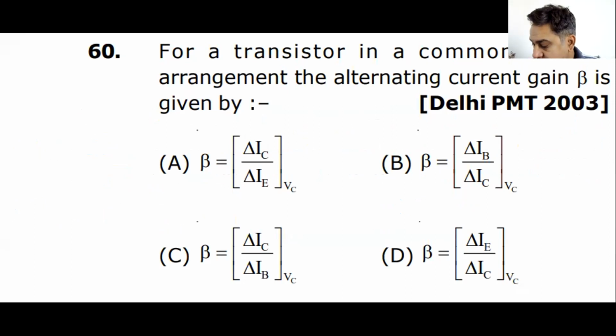Question number 60. For a transistor in a common emitter arrangement, the alternating current gain, remember when it is alternating, it is always changed. Alternating current gain beta is given by the following formulae. Yes, the correct answer is C. Sir, answer, which one, beta? C. Yeah, C is the answer.